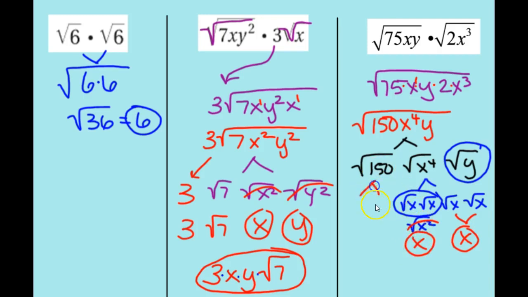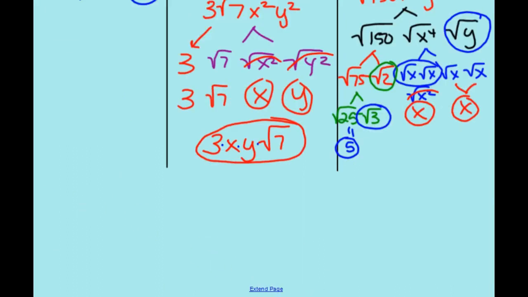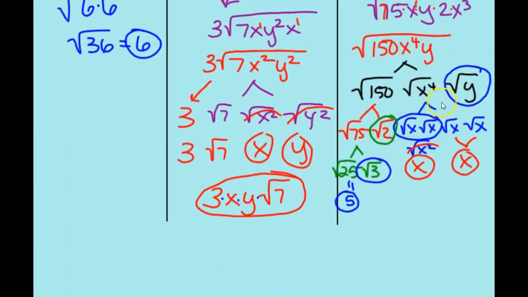Then we have this 150 over here. I know that 75 times 2 is 150 because that's what we started with. So square root of 2, there's nothing I'm going to be able to do with that right now. 75 I know is 25 times 3, and the square root of 25 is 5. Square root of 3 I can't do anything with. So this one is a little bit more because we have the number, the x's, and the y's, but we can simplify all of it.